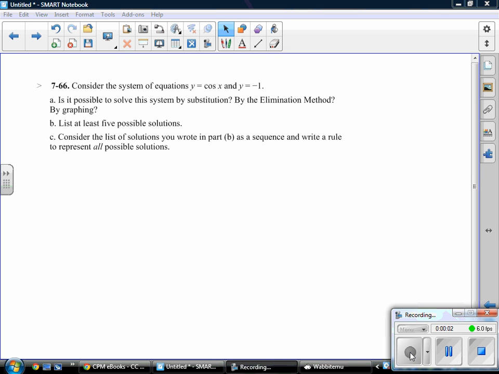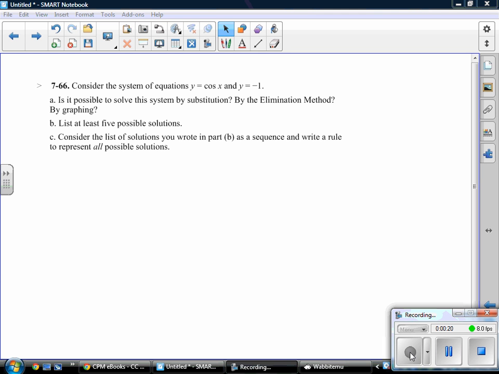This is problem 7-66 from section 7.1.4. Consider the system of equations y equals cosine of x and y equals -1. Is it possible to solve this system by substitution, by the elimination method, or how about by graphing?